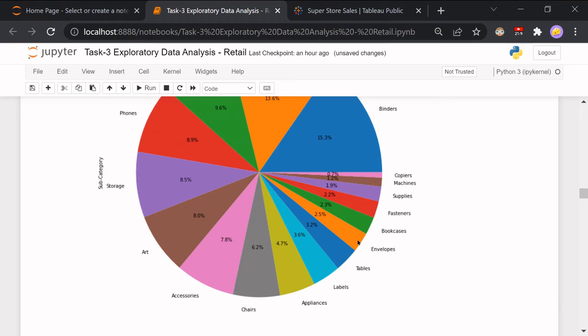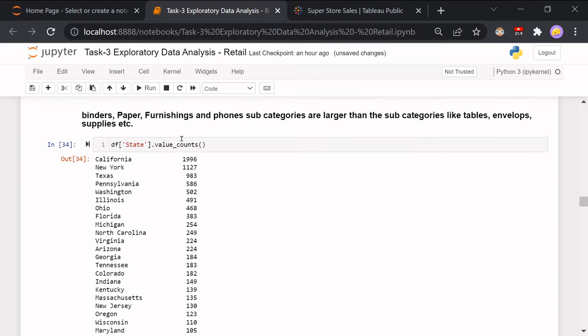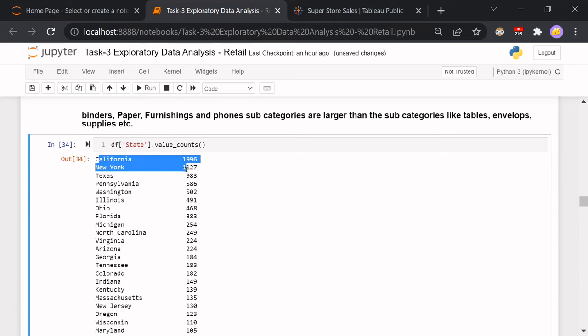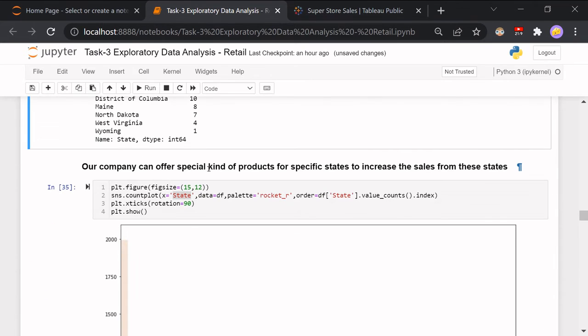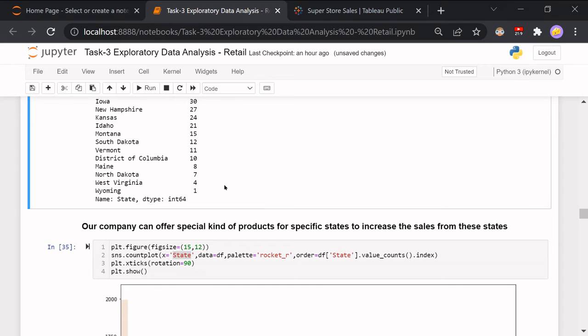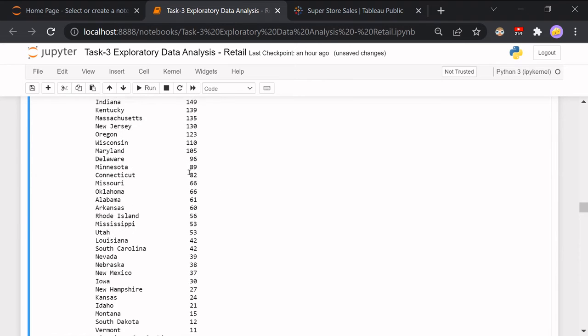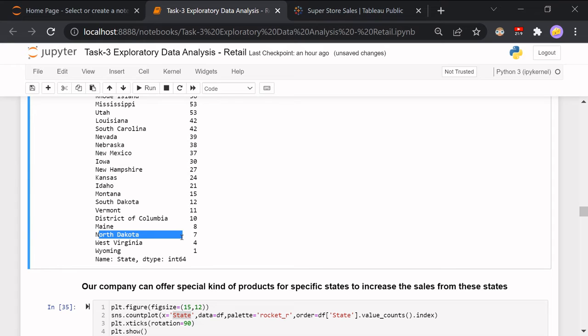Now I am checking the states. As you can see, most of the data set points include the states California, New York, and Texas. So what we can do here is that we can offer special kinds of products for specific states. For example, for North Dakota, West Virginia, we can increase the sales from these states by selling special coupons only for that particular state, which will eventually give us more sales, and thus we will be getting more profit.